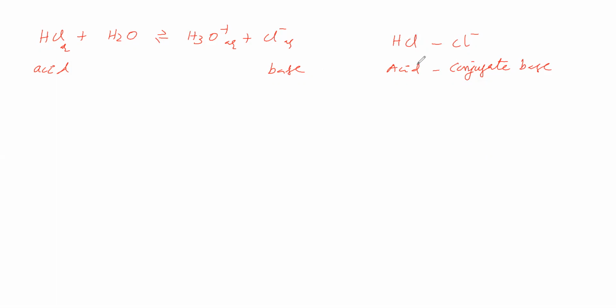So for an acid, what is its conjugate? That is a base. How to say the conjugate base: remove one H plus from the acid, then the remaining part is called the conjugate base. Okay. Now we can say that HCl and Cl minus are conjugate acid-base pairs. The conjugate acid-base pair is HCl and Cl minus. Next we will take H2O. H2O is taking H plus from HCl and becomes H3O plus. Therefore, H2O is a base.